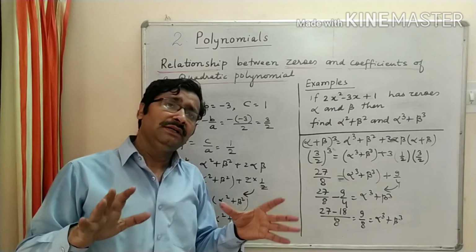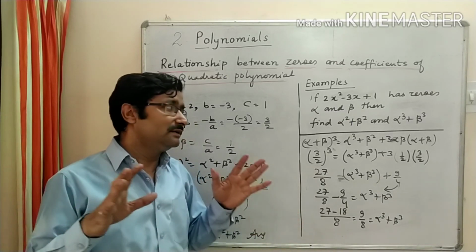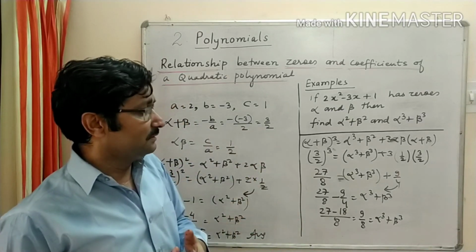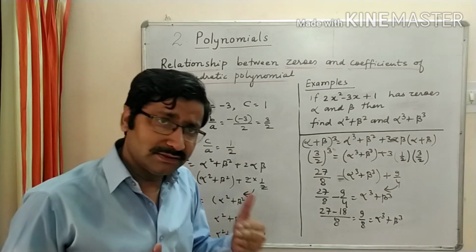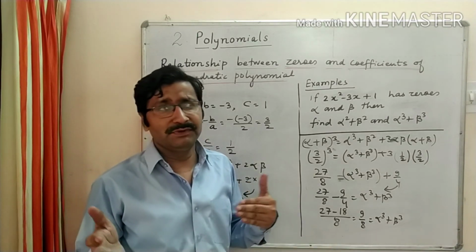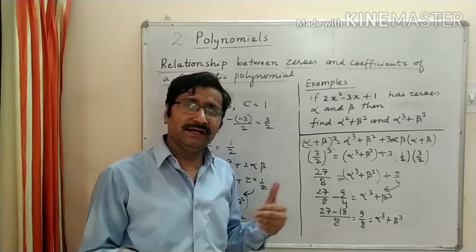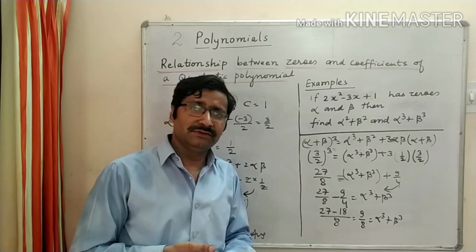So you are free to use any method. Here you can find alpha and beta, then you can find, otherwise if sometimes you cannot find them, that time you can use this method. So hope you understand this.